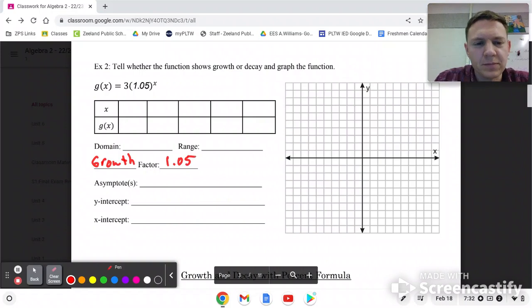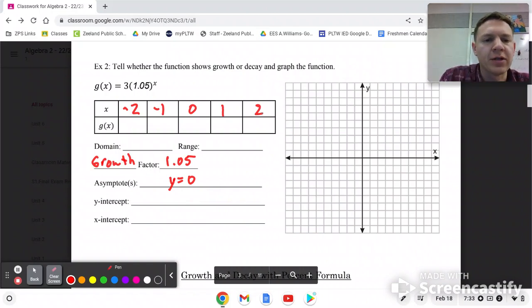1.05. All right. I'll just fill in my asymptote. We know it's going to be y equals 0. So let's do that. Okay, and then I'm going to just fill in some points here. In general, with all these, I go -2, -1, 0, 1, and 2. That's just a personal preference. You get 2 points on the left side of 0, 2 points on the right side of 0. Okay. If you do that, plug into your calculator, you're going to get 2.72, 2.86, 3, 3.15, and 3.31. If you plot them, it looks like this.